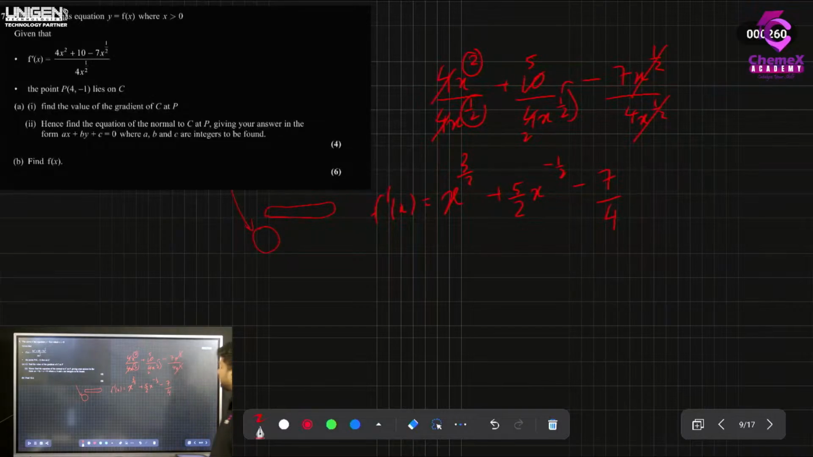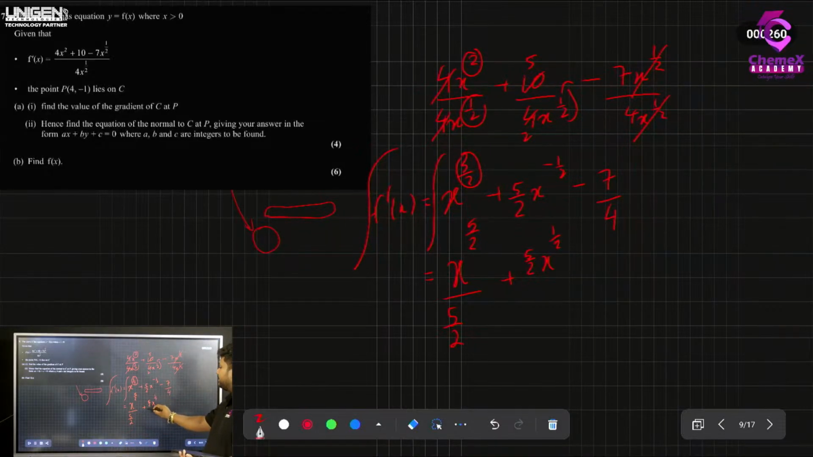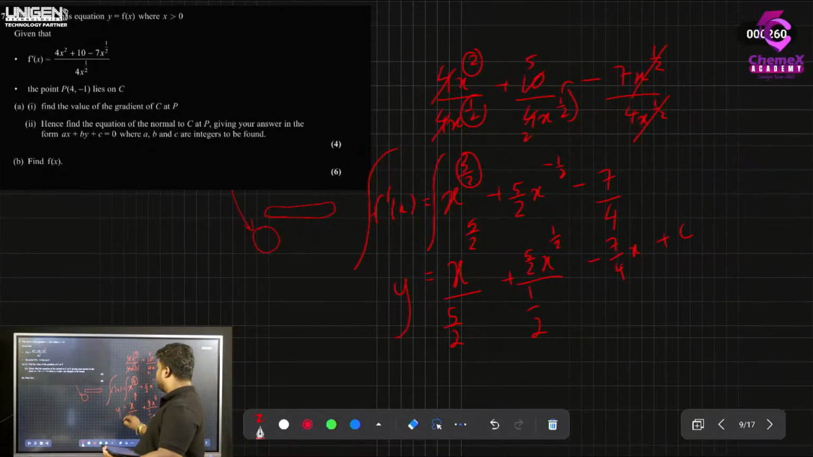You understand? Now integrate. So what do you get? You add 1 to the power. So 3 over 2 plus 1 is what? x to the power 5 over 2 divided by 5 over 2, plus 5 over 2 to the power of minus half plus 1, half divided by half, minus 7 over 4x plus c. That is y, that is f x.